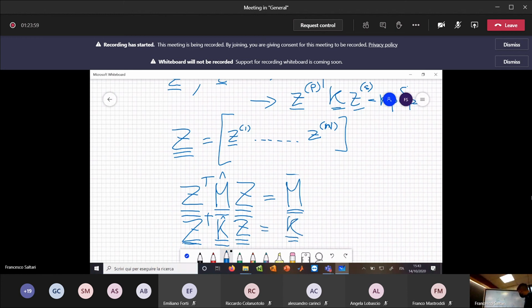Okay, and this is equal to the modal stiffness.